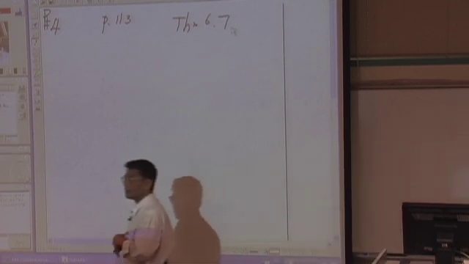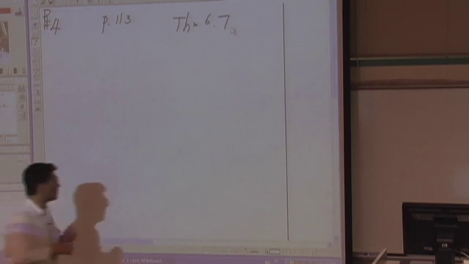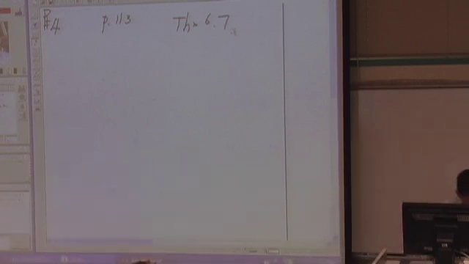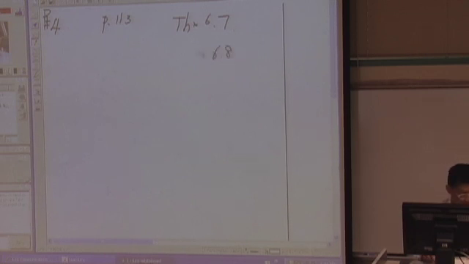Oh, I did not indicate the portion, so I will write the portion. It is page 113, theorem 6.7. Is number 5 in the text as well? Number 5 is also. I do not know why I didn't write it down. It's very strange. It is theorem 6.8, page 115.